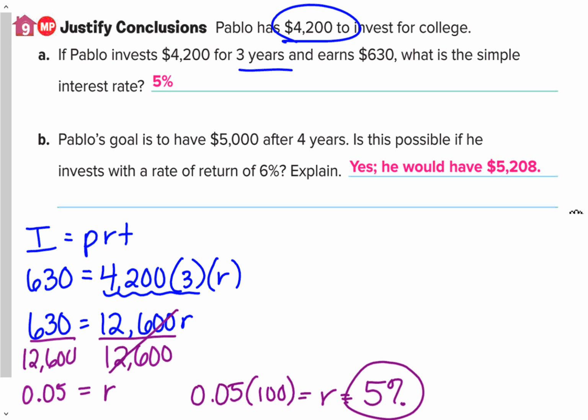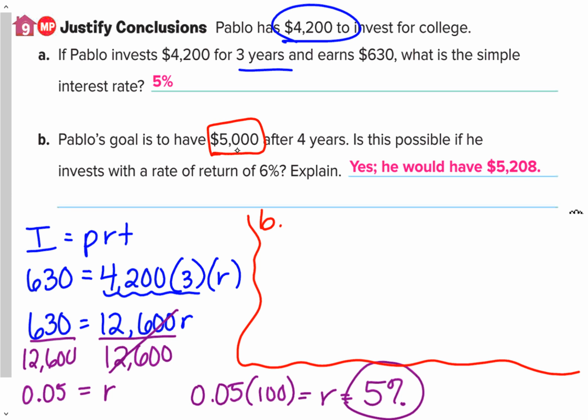Okay. Now, Pablo's goal is to have 5,000 after 4 years. Is it possible with a rate of 6%? Explain. All right, so let's go ahead and just do our work over here for B. He wants to have $5,000, so at the end, when we do our interest and add it together, we want to know if it reaches 5,000.